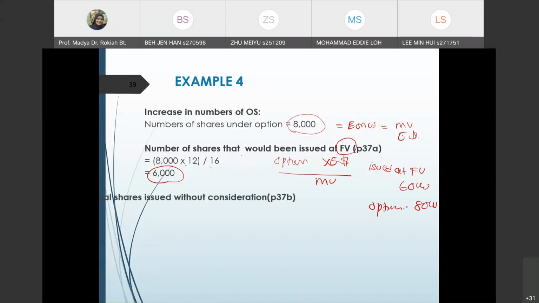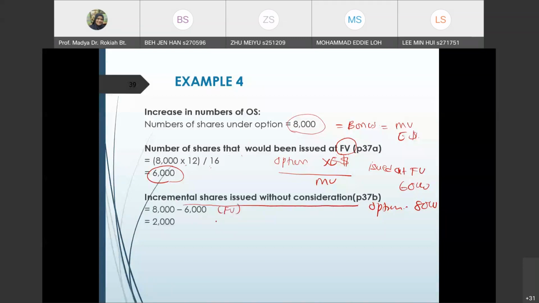The element of bonus here we call incremental shares without consideration. It is the difference between the shares under the options, 8,000, minus the shares under the fair value. So we're going to have 2,000. That 2,000 is considered as a bonus issue.